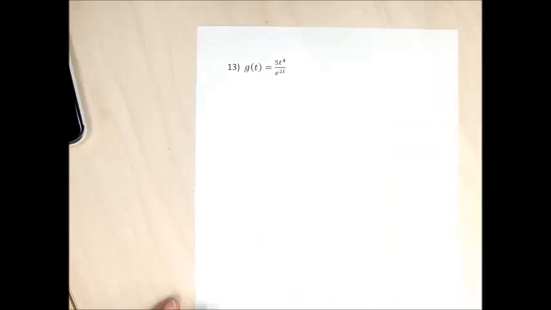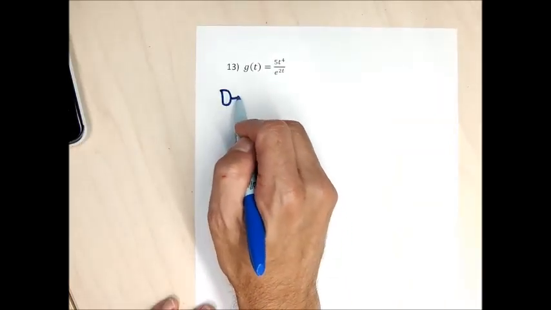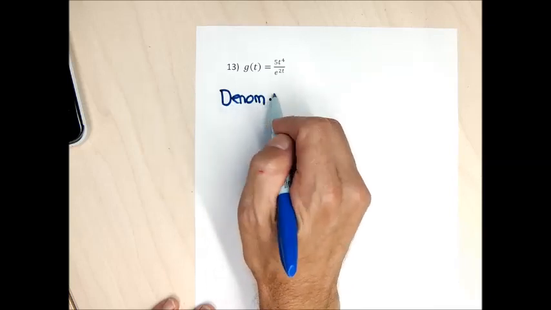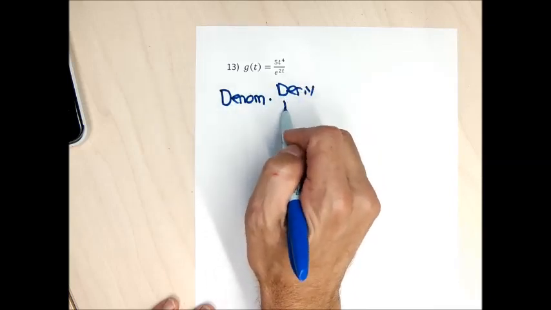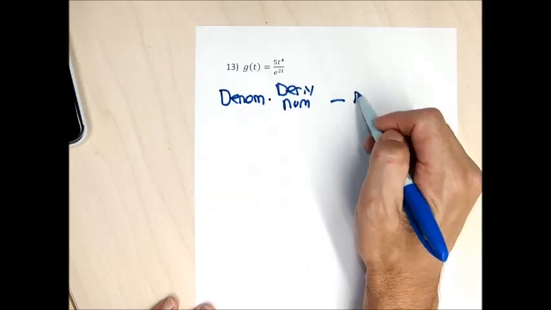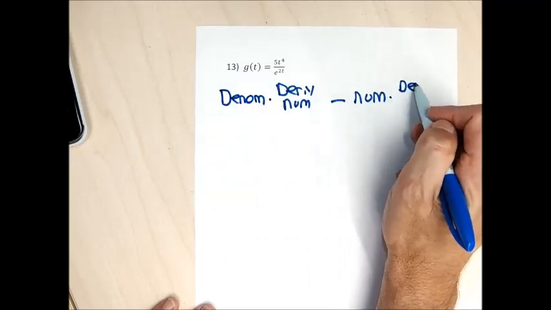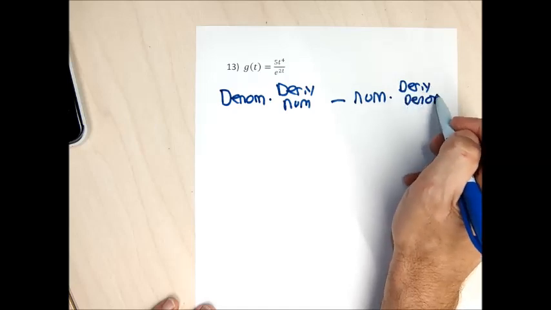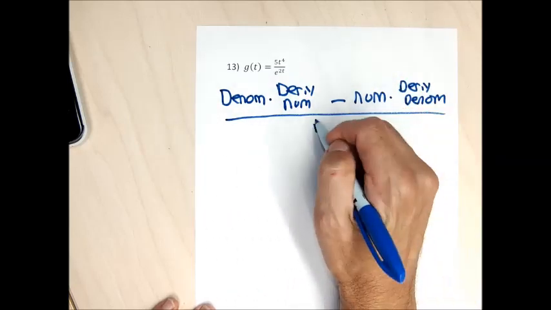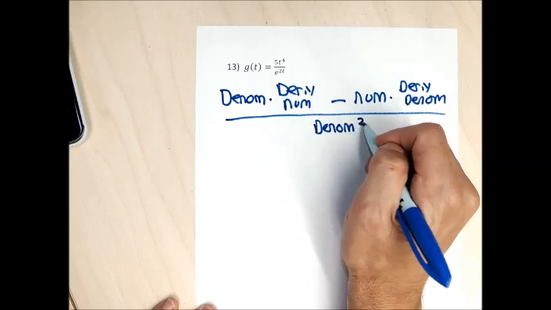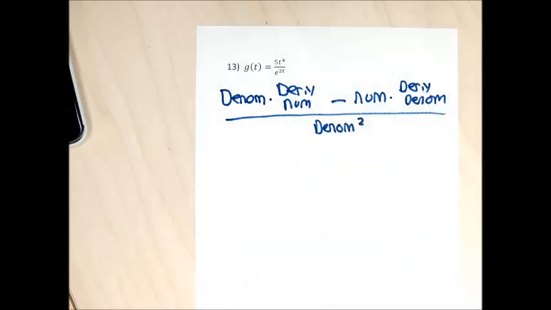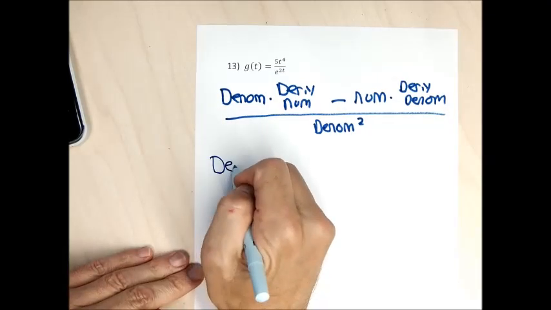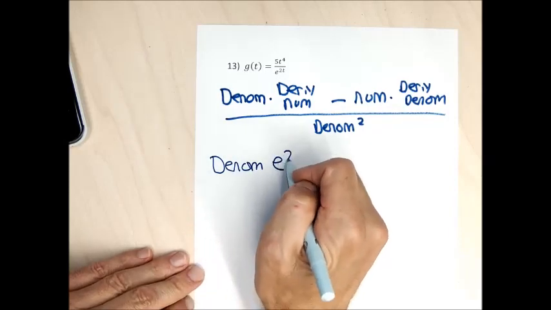13 is a fraction, so I'm going to use the quotient rule. Remember, the quotient rule is the denominator times the derivative of the numerator minus the numerator times the derivative of the denominator all over the denominator squared. And I get a new marker out here. And for the denominator, I'm just going to write e to the 5t, e to the 2t, should I say. So my denom is going to be e to the 2t.